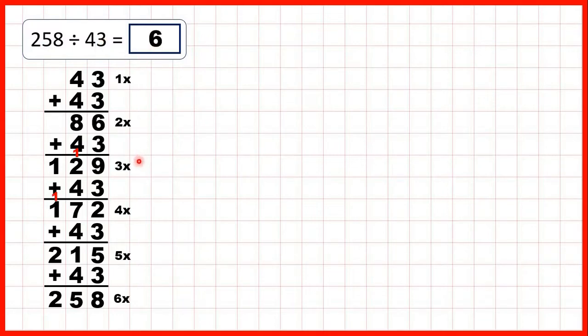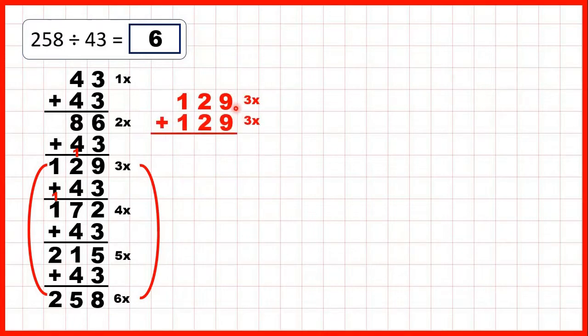Now we could have solved this more quickly. Once we got to 3 times at 129, we could have doubled that to get 6 times. So if we add 3 times and 3 times, so add 129 plus 129, that will give us the answer to 6 times. 9 plus 9 is 18, 1 plus 2 plus 2 is 5, and 1 plus 1 is 2.